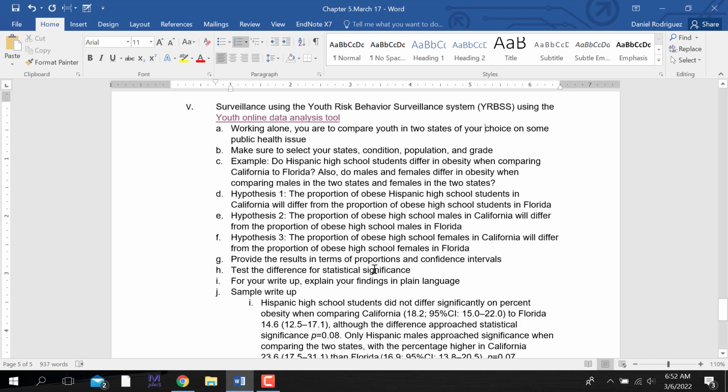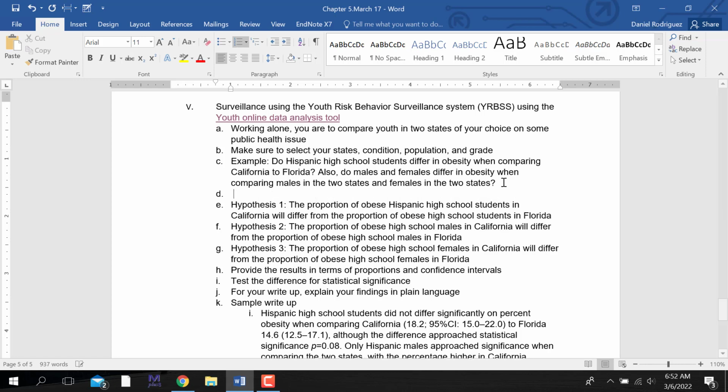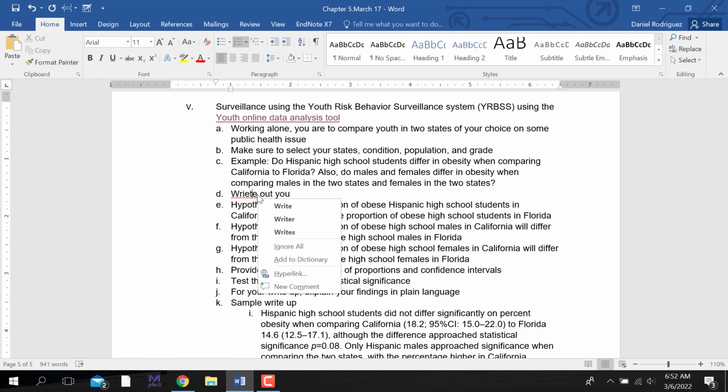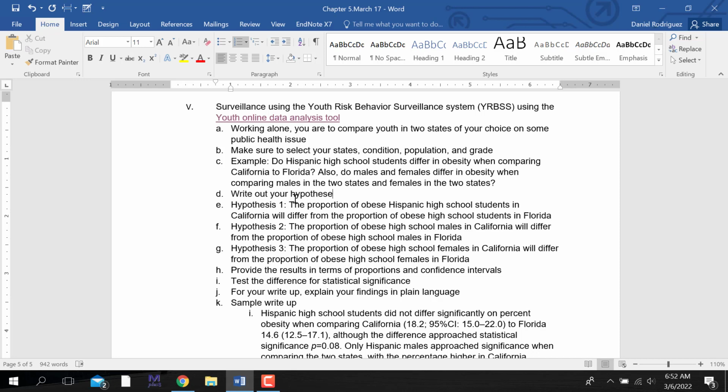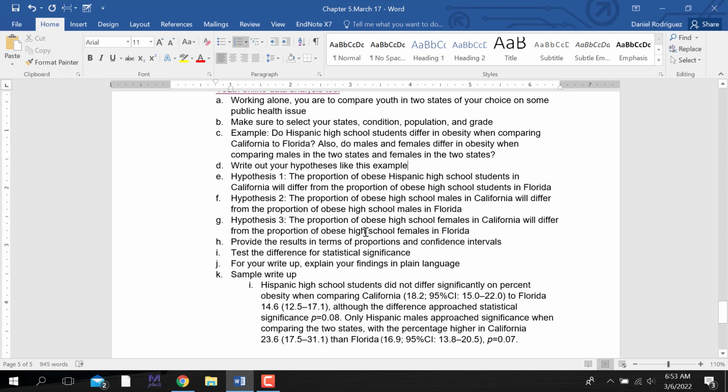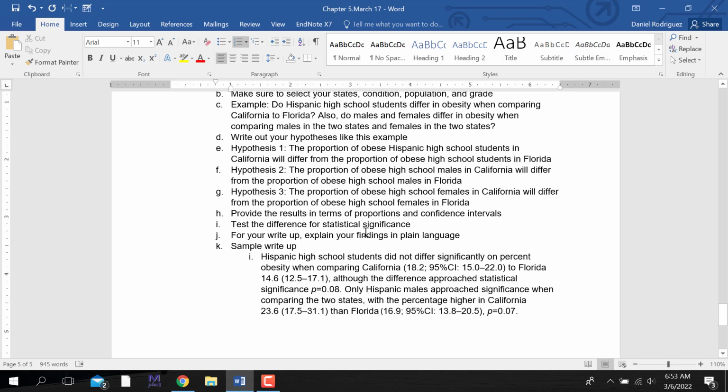So provide results. You have to write out your hypotheses, like this example. I'm going to add that here. Now remember, you can pick whatever you want. It doesn't have to be Hispanic, it doesn't have to be males. It could be any race or ethnic group. You could do whatever you want, make any type of comparison you want.